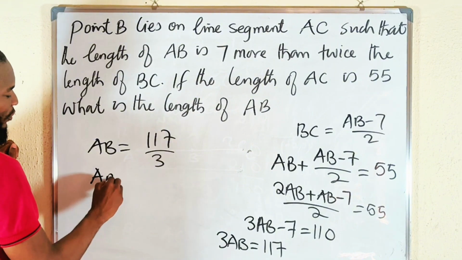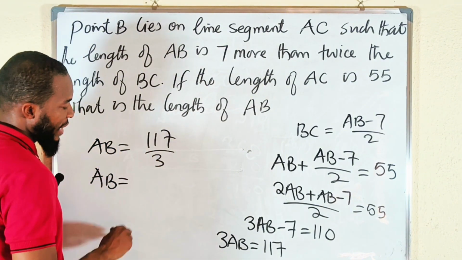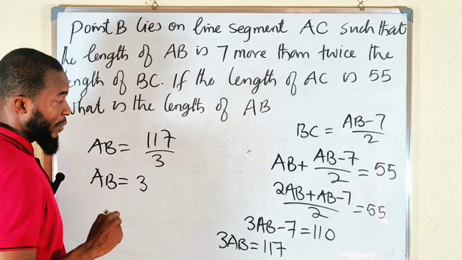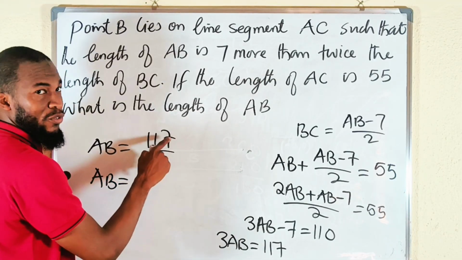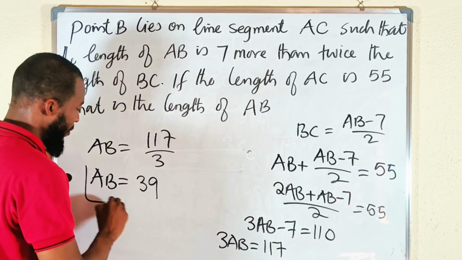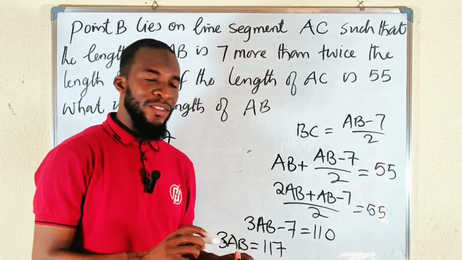AB is equal to what? 3 into 11 is 3, that is 9, remain 2. 3 into 27 is 9. So therefore, the length of line AB is 39 units.